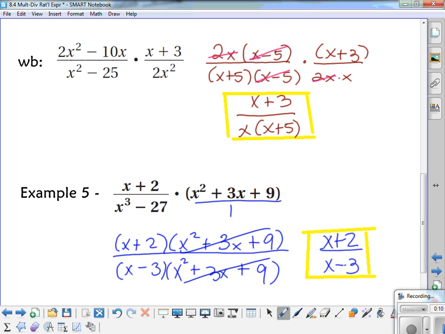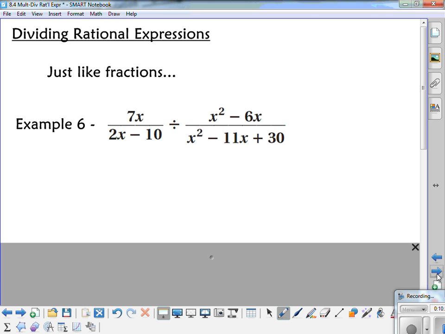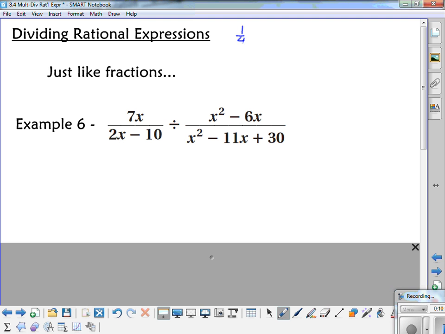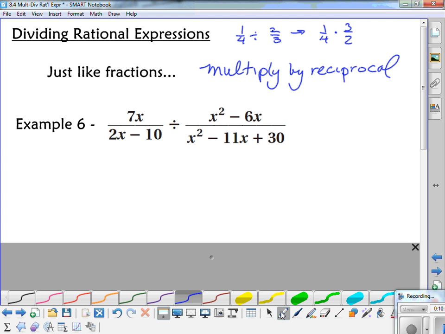All right. So, last thing we have left to do is dividing rational expressions. It's just like fractions. When we want to divide with fractions, like if I have 1/4 divided by 2/3, what do you do? You multiply by the reciprocal, right? You do 1/4 times 3/2. So it's the same thing here. We're going to multiply by the reciprocal. In other words, this one, we're going to flip it.